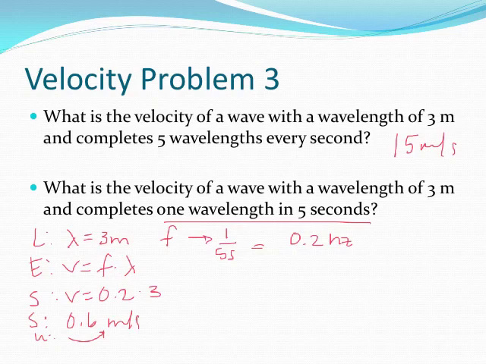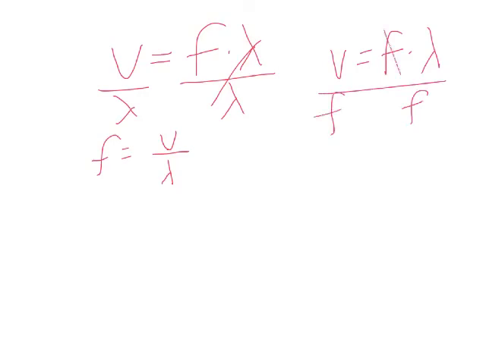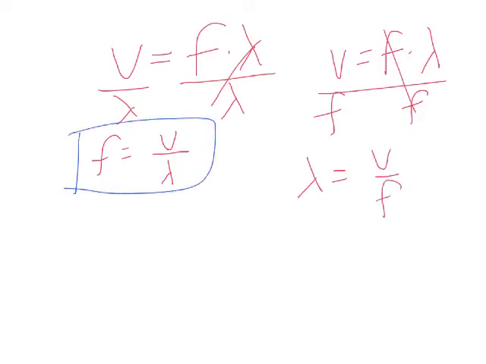Now, one last thing, so that when we get to these problems eventually you know how to rearrange this equation. It is a fairly easy one. Say you want to solve for frequency, you divide by wavelength. So frequency is equal to velocity over wavelength. Or say you want to solve for wavelength. You divide both sides by frequency, and wavelength equals velocity over frequency. You may want to write those down.